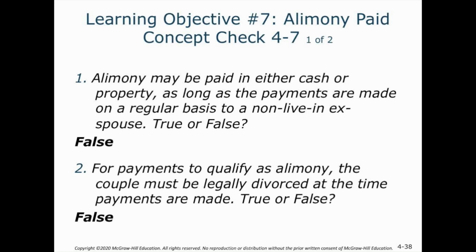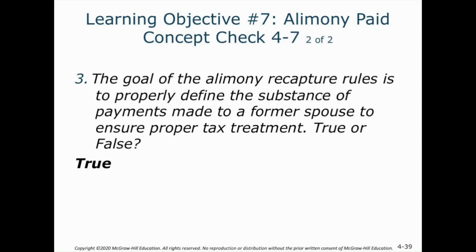So let's take a look at our concept check. Concept check 1. Alimony may be paid in either cash or property as long as the payments are made on a regular basis to a non-living-in ex-spouse. That's going to be false. Concept check 2. For payments to qualify as alimony, the couple must be legally divorced at the time the payments are made, and that is also going to be false. Concept check 3. The goal of alimony recapture rules is to properly define the substance of payments made to a former spouse to ensure proper tax treatment, and that is going to be true.